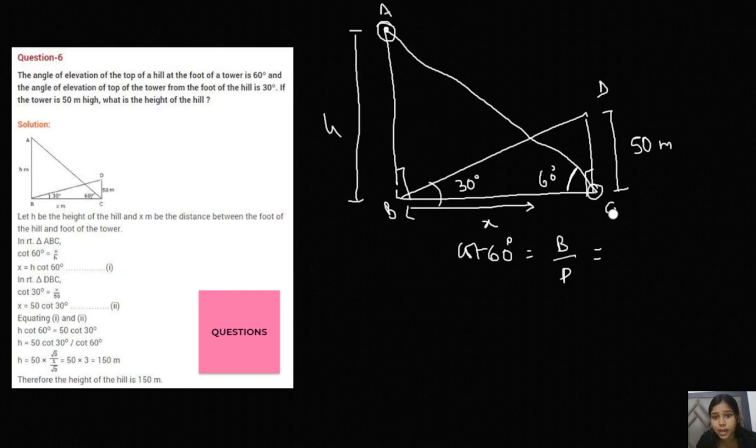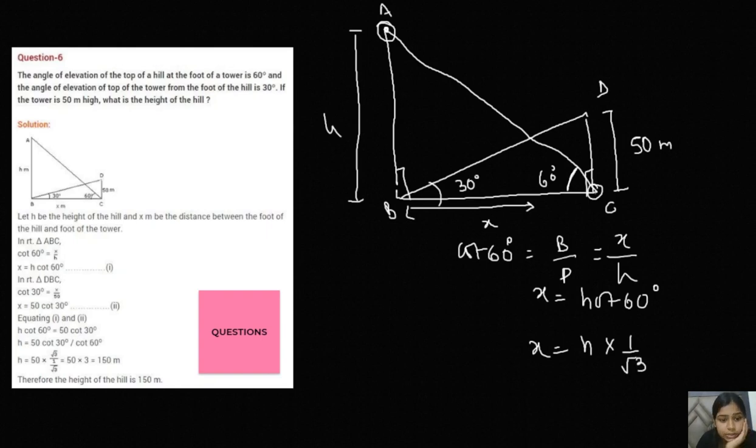If you look at this triangle ABC, cot is b by p. So in this big triangle, the base is basically this thing, that is x by h, right? So x will be equal to h cot 60 degrees. You already know that the value of cot 60 degrees is 1 by root 3, right? So you will get x equals h by root 3. This is your cot 60 degrees.